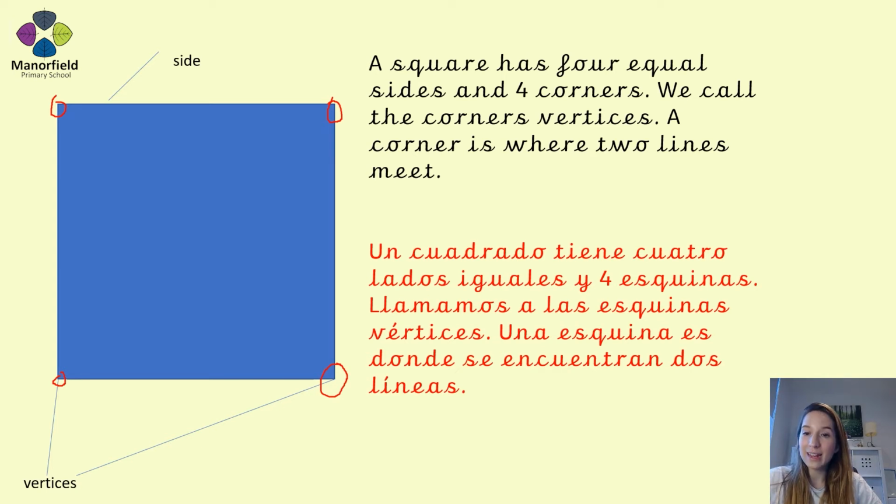Una esquina es donde se encuentran 2 líneas. So a corner is where 2 lines meet. Okay, 2 líneas means 2 lines.